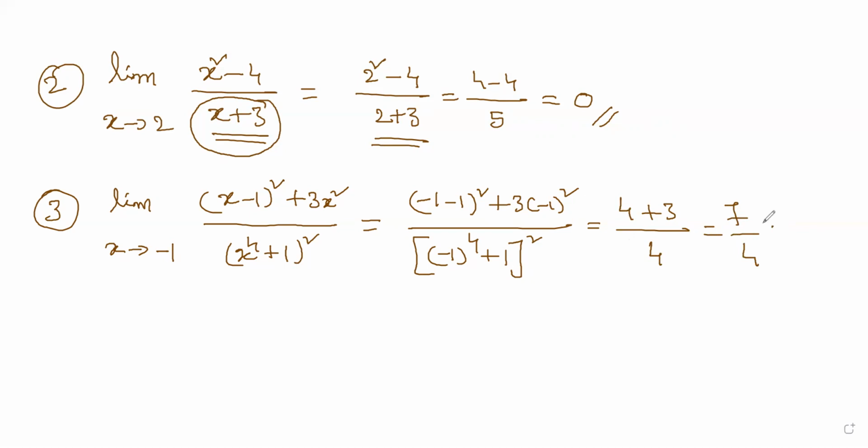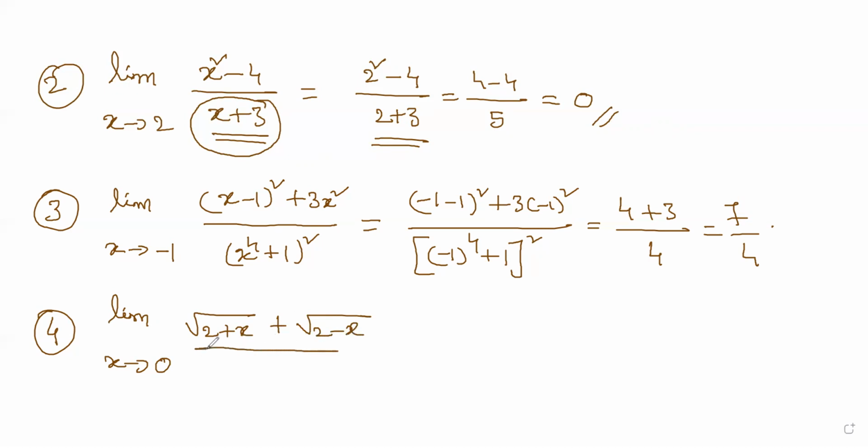Now let's see the next one. The third one, sorry, the fourth one. Limit x tends to 0, square root of 2 plus x plus square root of 2 minus x, whole divided by 2 plus x.